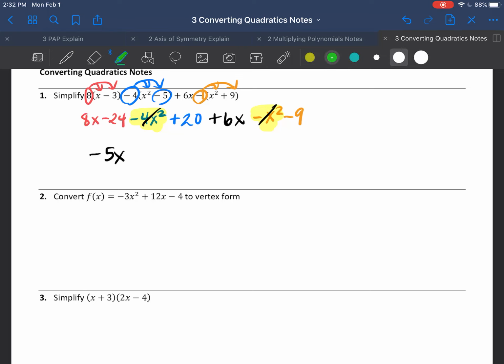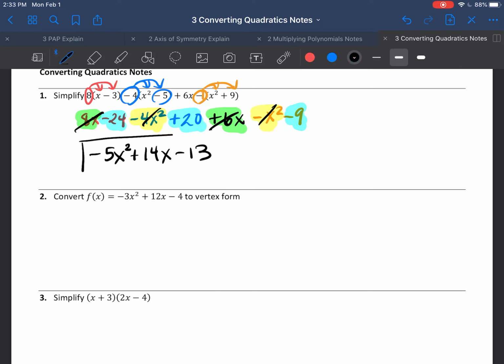Next, we're going to pick up the x terms. So 8x, 6x gives us 14x. Oh, forgot the square, sorry. Plus 14x. Cross those off. And lastly, we have a -24, positive 20, which is, well, let's go ahead and highlight. So -24 plus 20 is -4, minus 9 is -13. Okay, and so that would be our final answer.